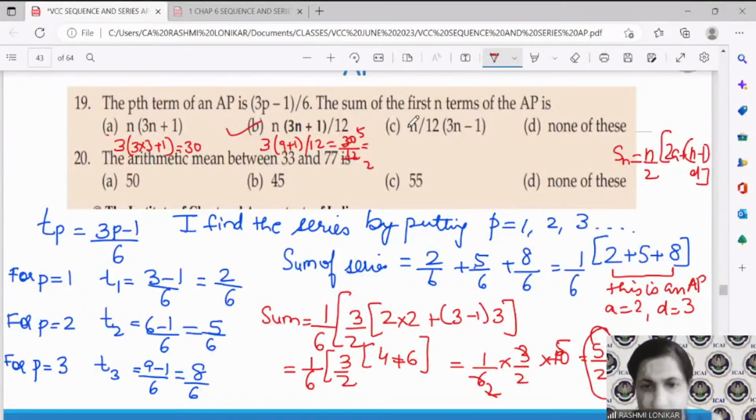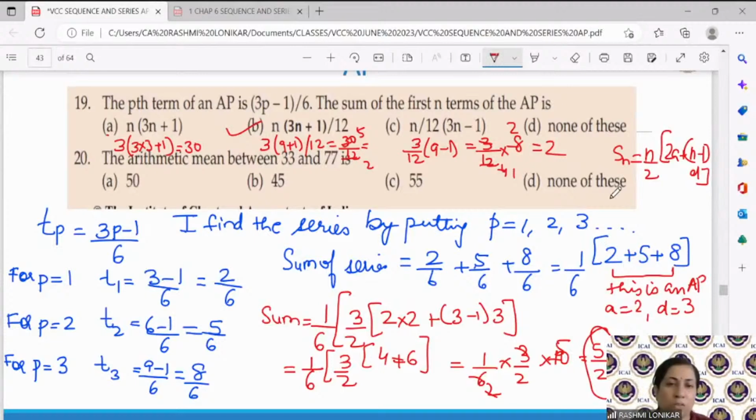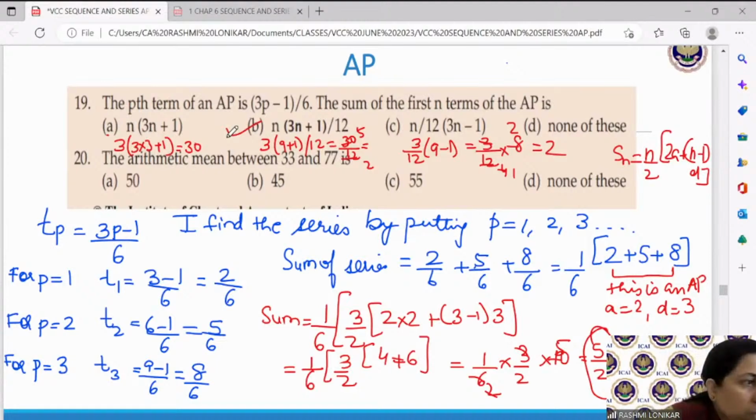I may even see over here, this is 3 by 12. 3 3s are 9, 9 minus 1 is 8. So 3 by 12 into 8, so the answer is 2. Okay, so here also I get B as the correct answer. Because this is wrong, this is wrong, so I should get 5 by 2. So in all three options, I am getting B as the correct option. So that way I am able to find.